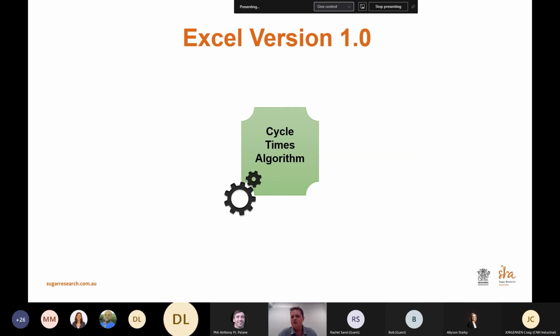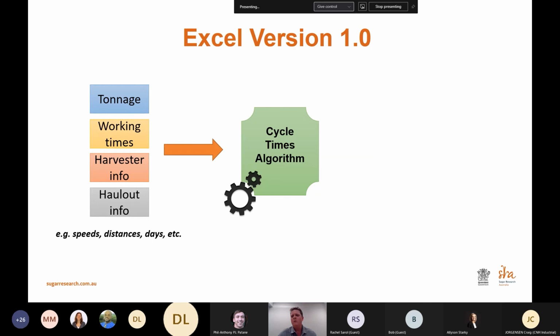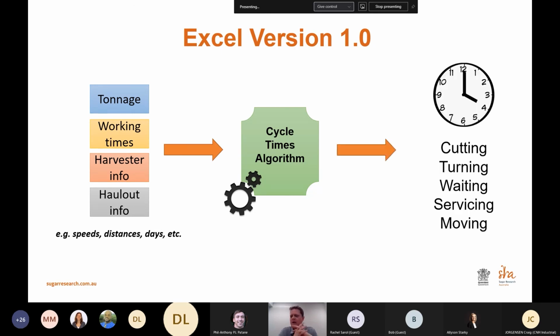Just a few comments around the Excel version. The Excel version is largely based around the time cycles algorithms. What I mean by that is that when we take the data from the groups, things like your group size, working times, harvest and haul out information, speeds, distances, etc., we're trying to get as accurate an output on things like cutting times, turning times, waiting times, servicing times, moving times.